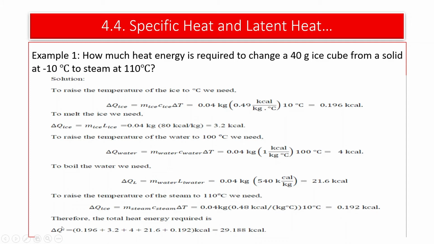Then finally, the heat required to change this 40 grams of ice cube from solid at minus 10 degrees Celsius to steam at 110 degrees Celsius is the sum of all these Q values. The sum of this, the first one 0.196, 3.24, 21.6, 0.192, and finally you get this result. This will be the final result.